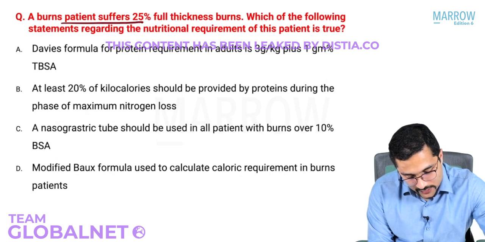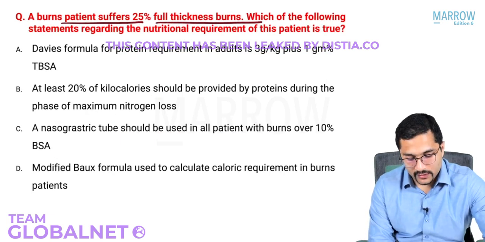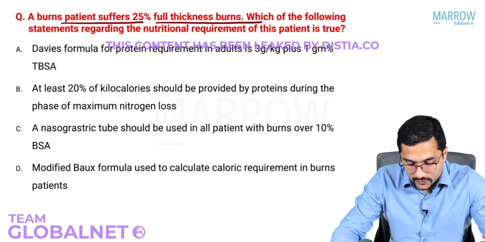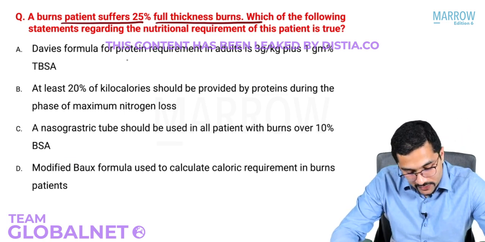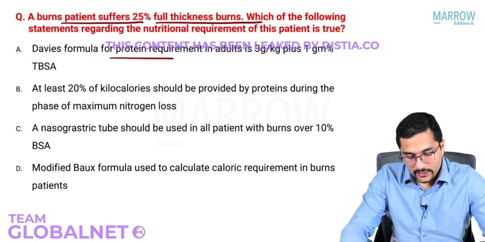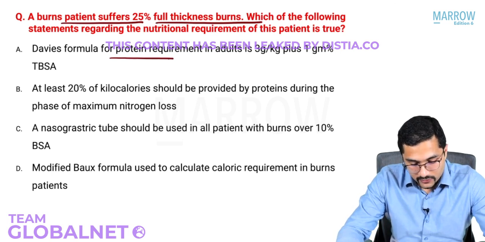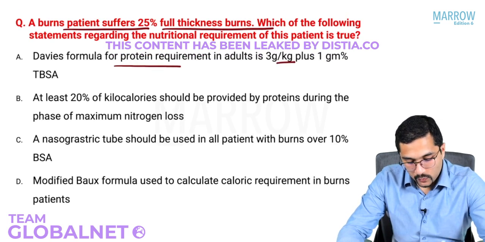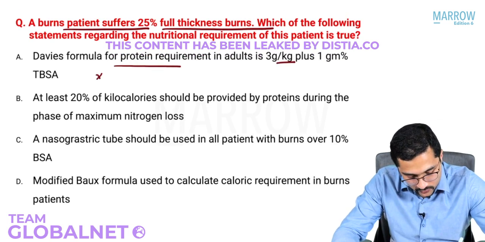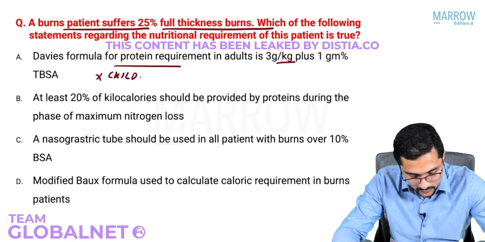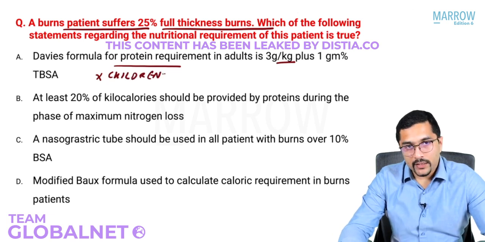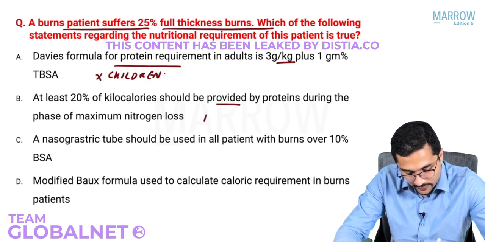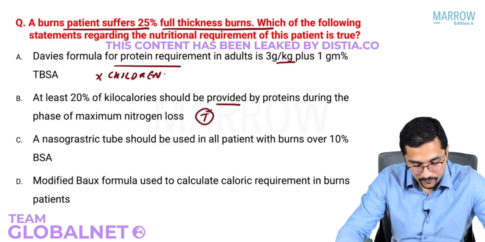A burns patient suffers 25% full thickness burns. Which of the following statements regarding the nutritional requirement of this patient is true? Davies' formula for protein requirement in adults is 3 grams per kg. Is 3 grams per kg plus 1 gram into total body surface area? No, this is for children. This is false. At least 20% of kilocalories should be provided by proteins during the maximum phase of hypermetabolism. This is true.